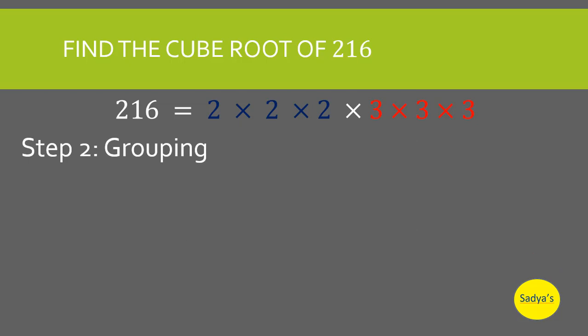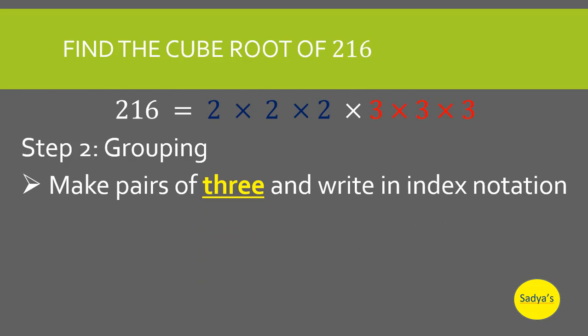So step number 2 is grouping. In square roots, we used to group numbers into twos, into pairs. Whereas in cube root, we group the numbers into 3. We make groups of 3's and write in index notation. So 2 multiplied by 2 multiplied by 2 can be written as 2 cube, and 3 multiplied by 3 multiplied by 3 can be written as 3 cube.